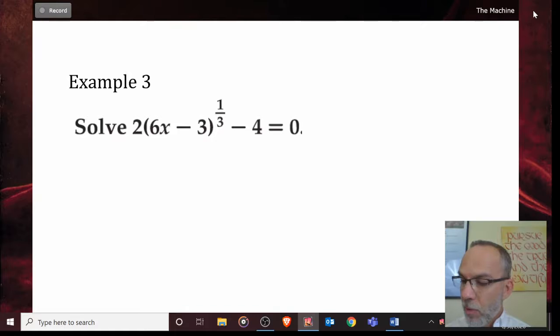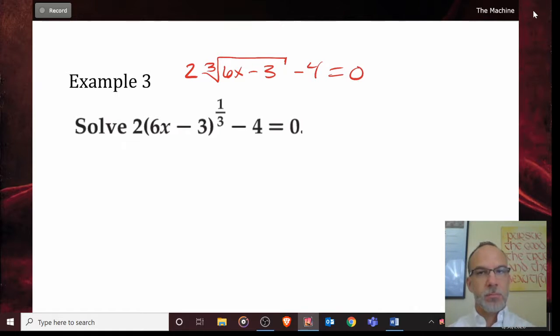You do remember, though, that this means the same thing. I can rewrite this as 2 times the cube root of 6x minus 3, close the radical, minus 4 equals 0. That's the same thing. Okay, right? You realize that? The 1/3 power is the cube root because it's that to the first. All right? But eventually we want to move away from radical form and we want to use exclusively exponent form. And so if you have a radical, then you've got to write it as a fractional exponent.